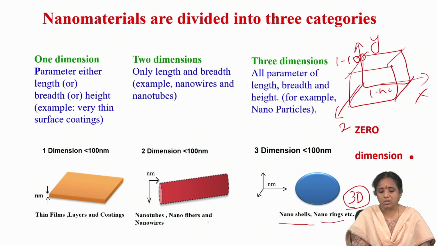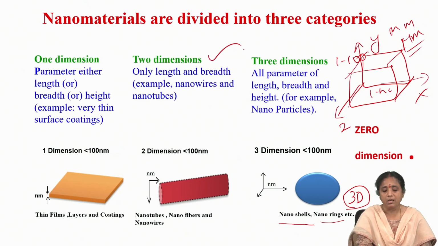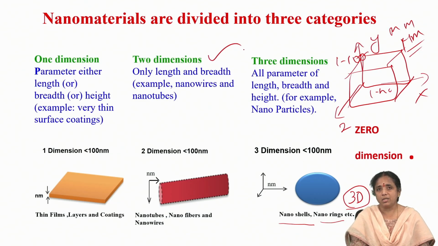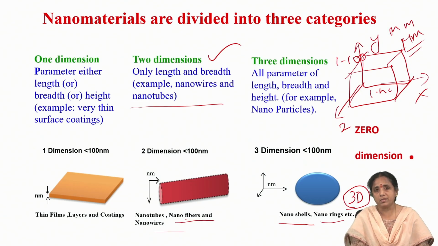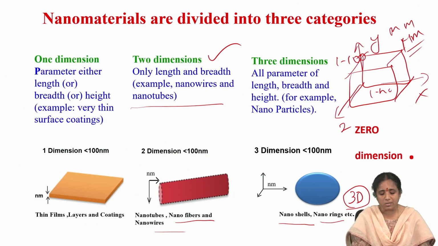Now coming to two dimensions: if only two dimensions, x and y, or y and z, or x and z, are in the nanoscale, and the remaining one dimension is in any other scale, from millimeter or micrometer to any other scale, it doesn't matter. We say that these are 2-dimensional nanoparticles. Only length and breadth are in the nano dimension, and the height is in another dimension. The best examples are tubes, fibers, and wires. These nanofibers and nanowires are used in nanosensors, and nanofibers are used in the textile industry.